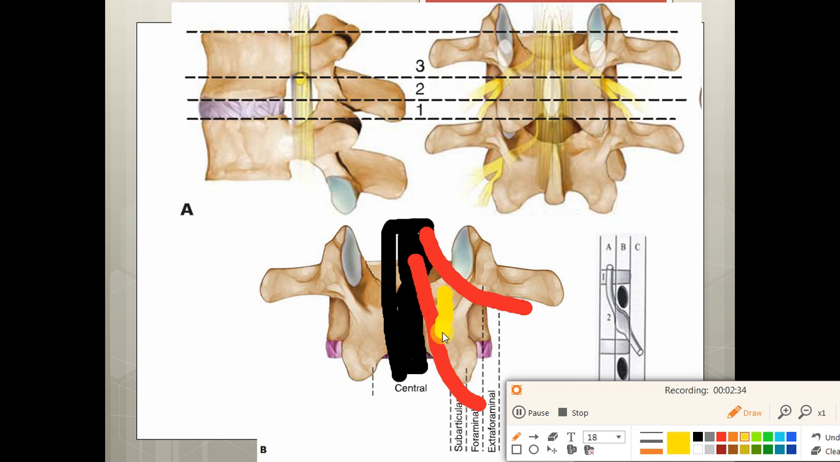There is a triangular area, which is a safe area, formed laterally by the exiting nerve root and medially by the traversing nerve root, and at the apex below is the pedicle. So if I want to reach this disc area to do a discectomy, I have to put a retractor to protect the exiting nerve and a retractor for the traversing nerve to reach and do my discectomy.